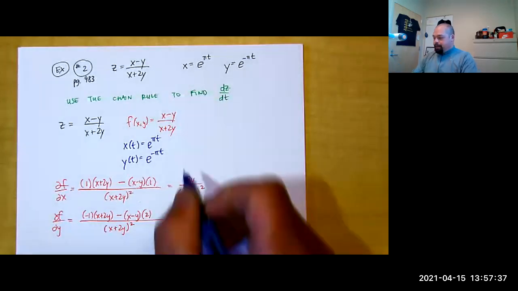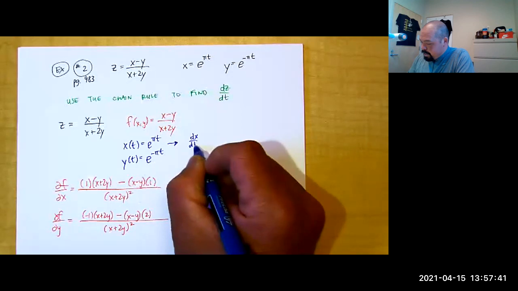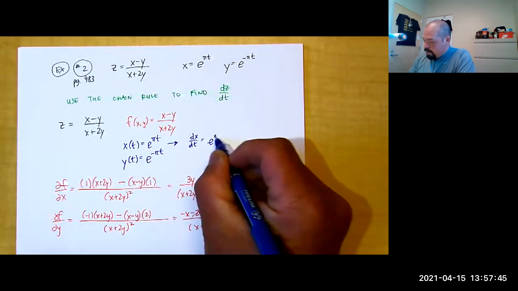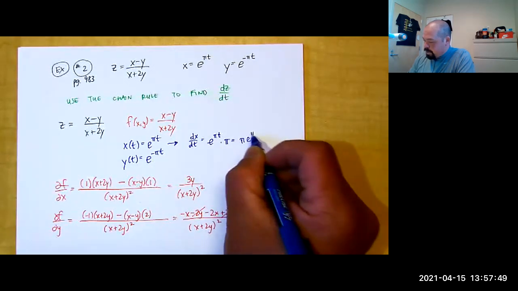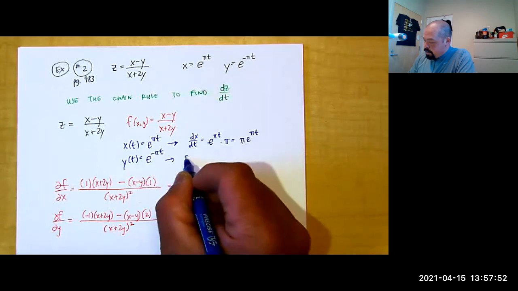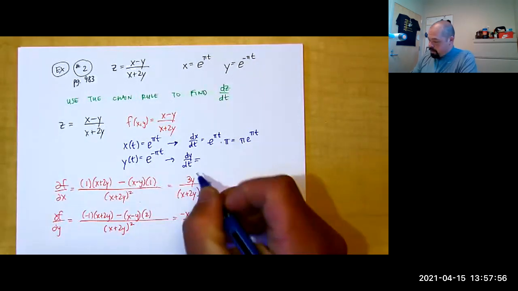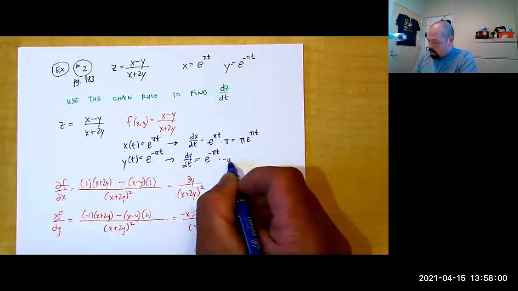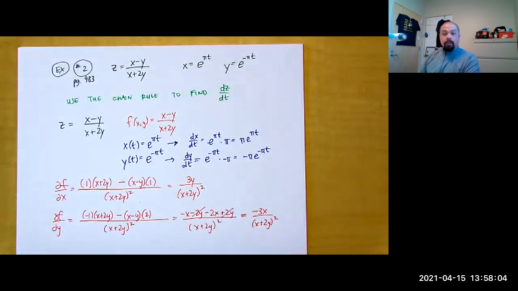Up top here, we got dx dt, chain rule, e to the pi t times pi, or pi e to the pi t. dy dt, y only depends on t, e to the negative pi t times negative pi, or negative pi e to the negative pi t.